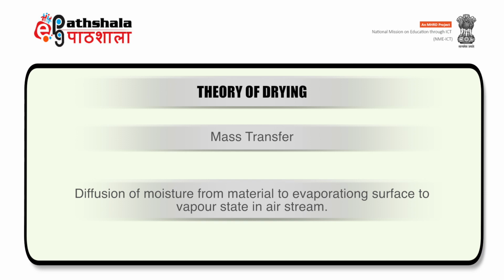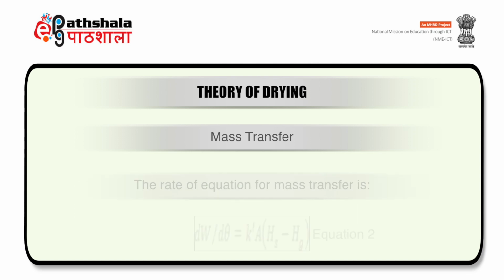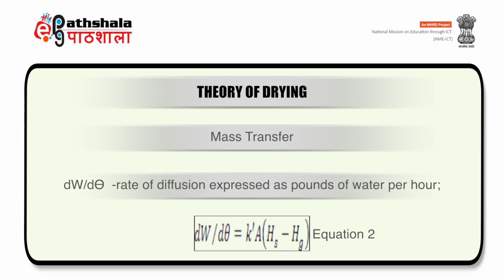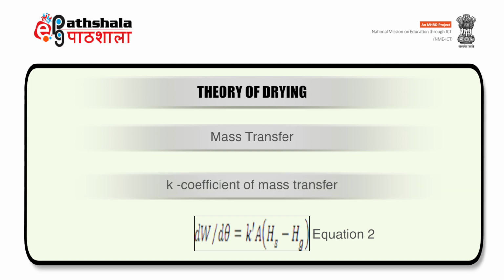Secondly, mass transfer is involved in diffusion of water through the material to the evaporating surface and then to the vapor state into the passing air stream. The driving force for the mass transfer is humidity difference. The rate equation for mass transfer is given as dW/dθ = K'A(Hs − Hg), where dW/dθ is the rate of diffusion expressed as pounds of water per hour, K' is the coefficient of mass transfer, A is the area of evaporating surface in square feet, Hs stands for absolute humidity at the evaporating surface, and Hg is absolute humidity in the passing air stream.